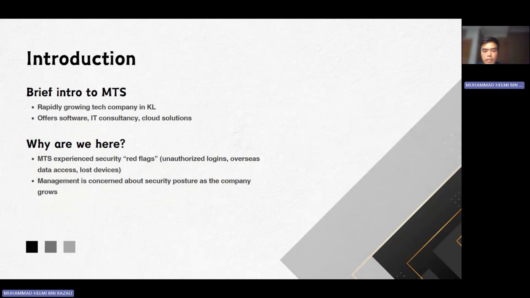Let's start with a brief introduction to MTS. Malaysia Tech Solution is a rapidly growing tech company located in Kuala Lumpur. They provide software, IT consultancy, and cloud solution.